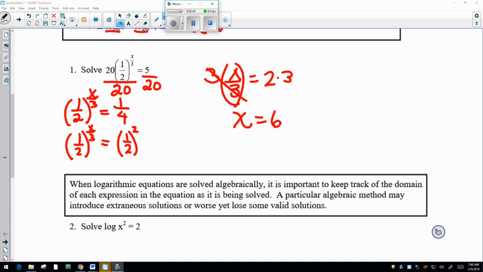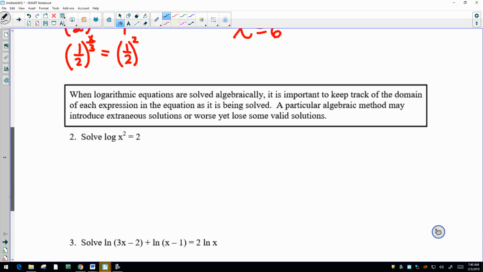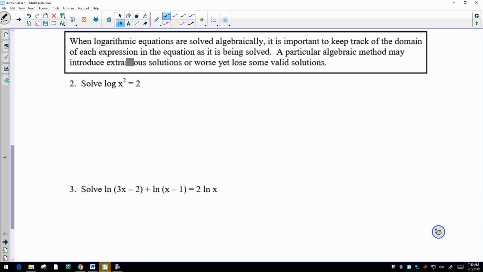Okay, moving on. If we look at log equations, there are different ways that we can solve some logarithmic equations. Something you want to be careful of is to keep track of the domain, because sometimes when you solve, just like before, we would get some extraneous roots. We want to make sure that we don't get those here, or that you don't forget about some either.